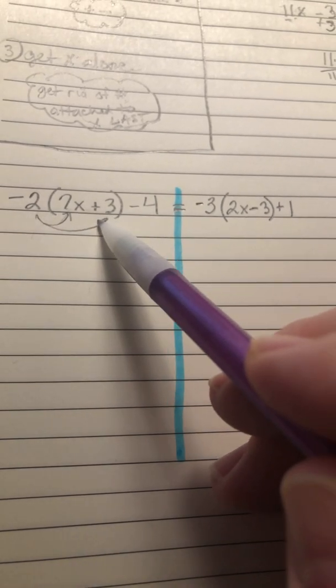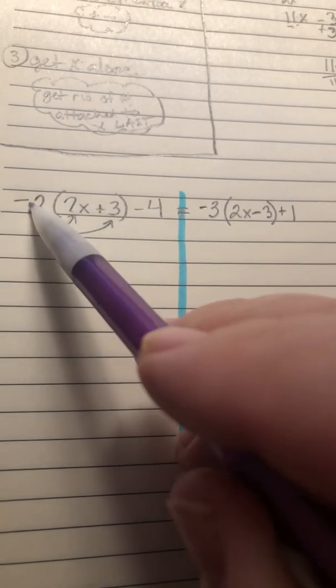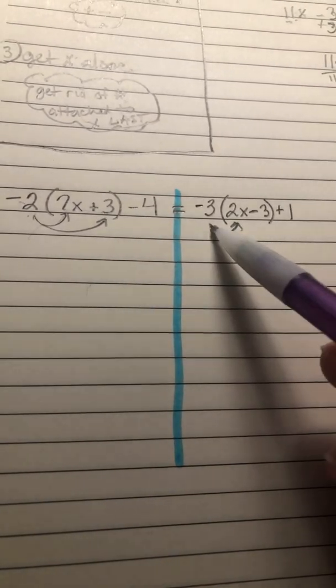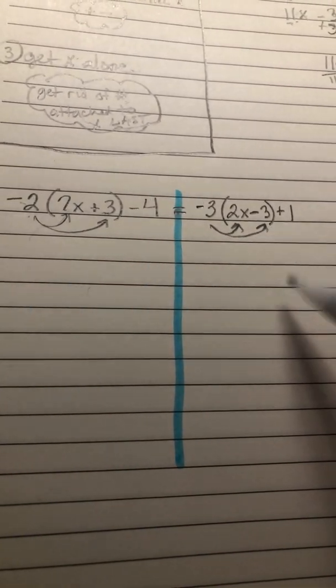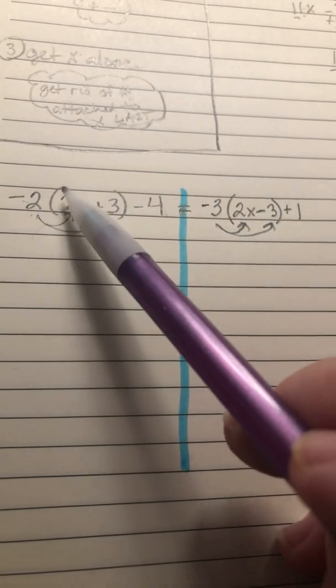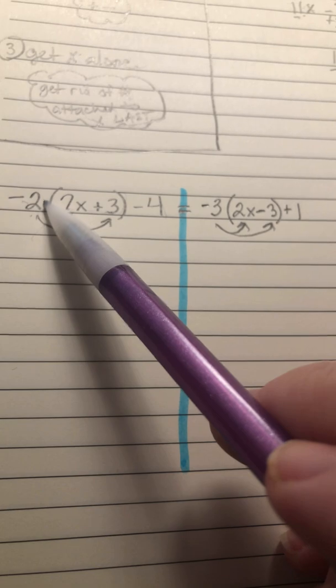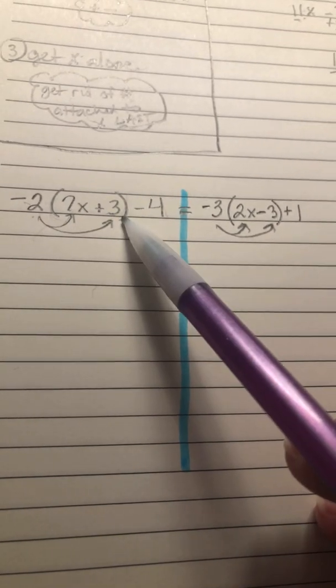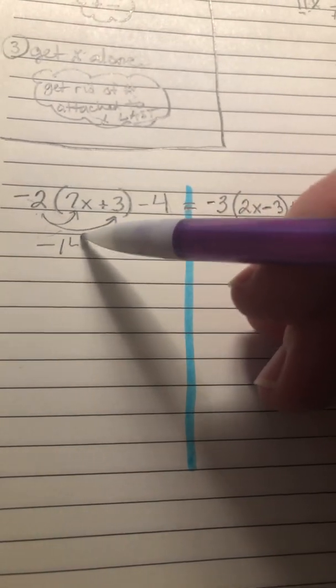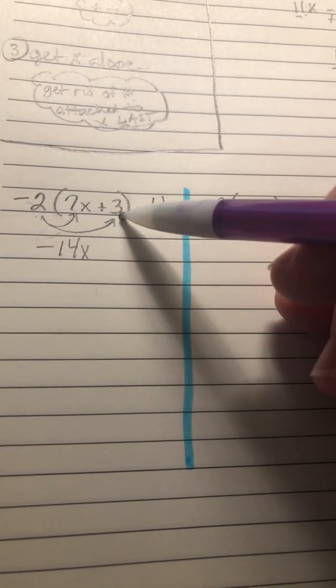So now we're going to multiply both things in here by this -2. And we're going to multiply both of these things by -3. The 4 and the 1 are not going to get multiplied because they're not inside the parenthesis. This -2 is bumped up against the parenthesis. So it means only what's in parentheses gets multiplied. So this becomes -14x. -2 times +3 is -6.